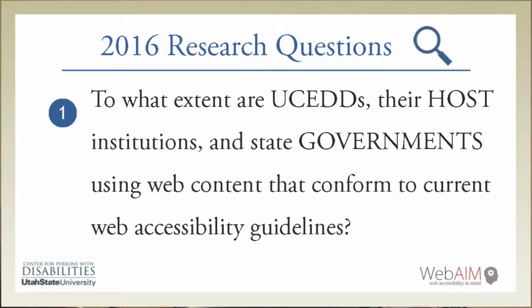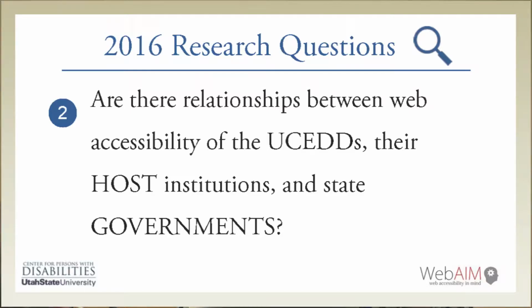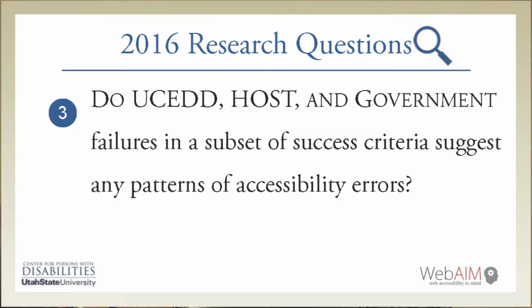Okay, I'm going to tell you the research questions really quick that grounded us. To what extent are these three entities using web content that conforms to current standards, current web accessibility guidelines? Are there relationships between them? So if we had an area where a UCEDD is particularly strong or a university is particularly strong, are we seeing some wonderful contamination of the data in the rest of the state? As well as, do we see subsets of the success criteria that are showing us that there are some patterns of web accessibility or issues, because that might help us target technical assistance and things like that.